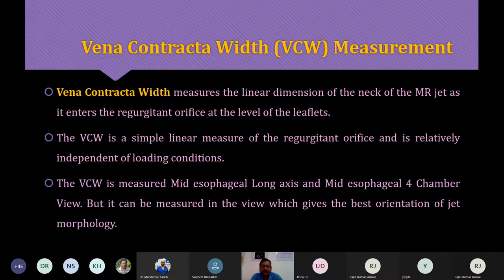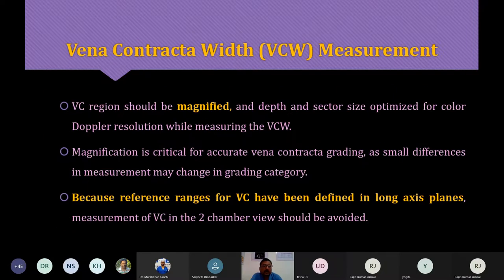The first important parameter we assess by 2D is vena contracta width. It measures the linear dimension of the neck of the MR jet as it enters the regurgitant orifice. It is a simple linear measure and usually relatively load independent. It is measured in the mid-esophageal long axis or four chamber view, but depending upon the Carpentier classification, whichever view gives you a good jet is used for measurement of the vena contracta. Most importantly, we have to magnify the vena contracta region before taking the measurement, because a small change in the measurement will change the category and the treatment.